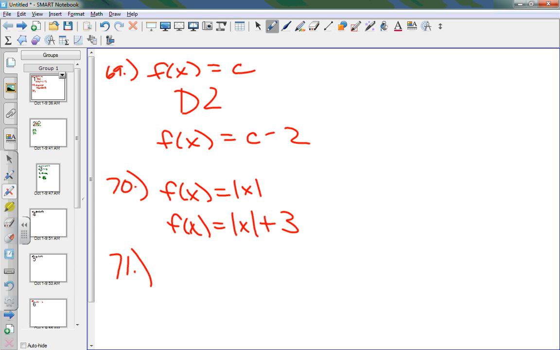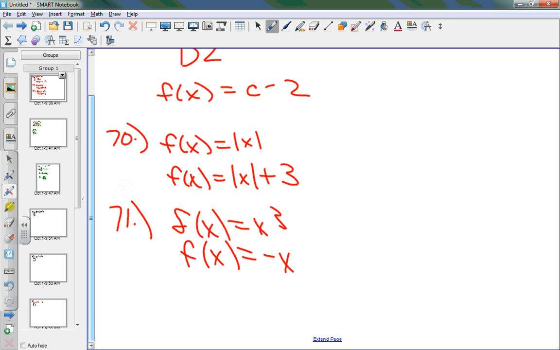71. F of x equals x cubed is the parent function. And what's happening to this? It did go down 2, and it reflected over the y-axis, which means what are we doing here? Negative x cubed minus 2. Do we understand that? Yes or no? Okay.